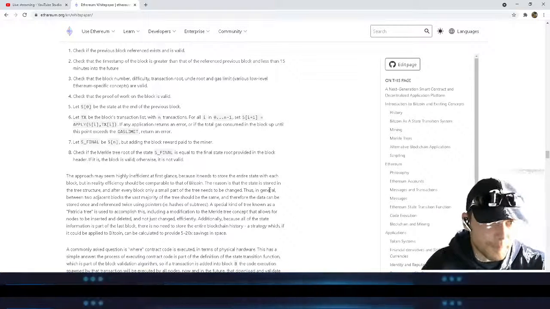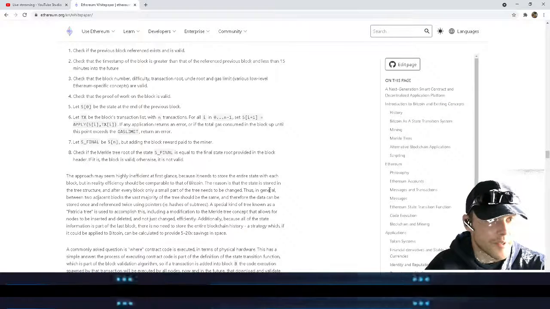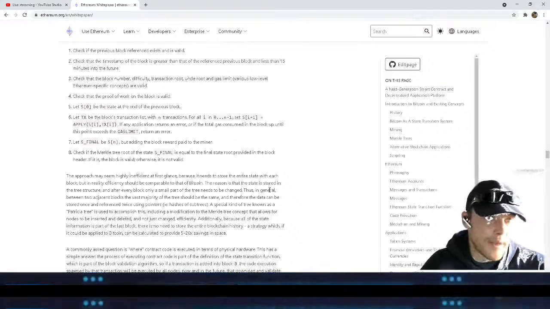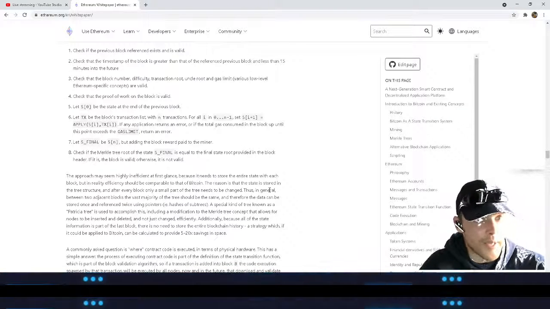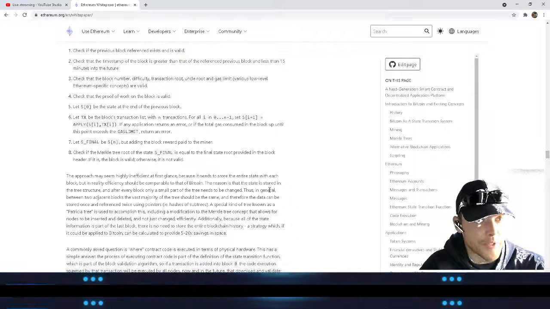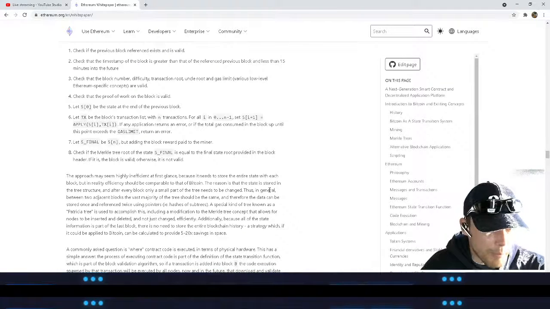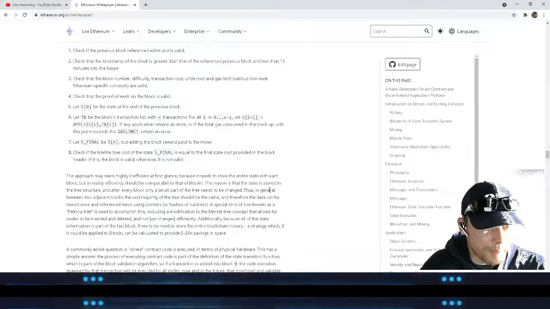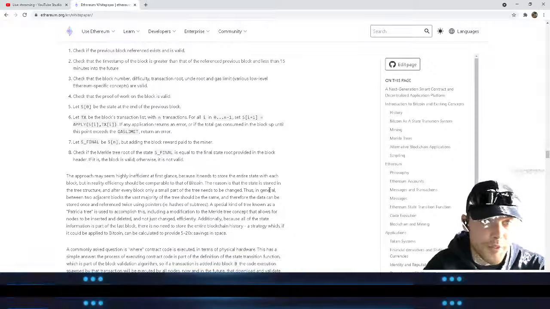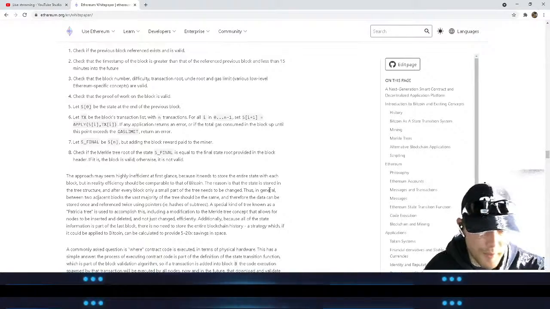Number 5, let the following code be the state at the end of the previous block. Number 6, let more code be the block's transaction list with n transactions. If any application returns an error, or if the total gas consumed in the block up until this point exceeds the gas limit, return an error. Number 7, let the following code be more code, but adding the block reward paid to the miner. Number 8, check if the Merkle tree root of the state s_final is equal to the final state root provided in the block header. If it is, the block is valid, otherwise it is not valid.